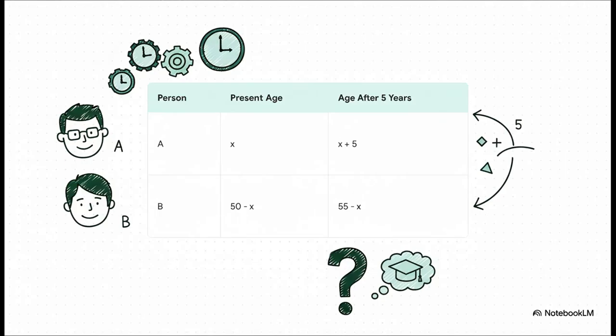All right, welcome back. Let's see how you did. If we set A's present age to x, then B's age has to be 50 minus x because they add up to 50. Now, in 5 years, A will be x plus 5, and B will be 50 minus x plus 5, which simplifies down to 55 minus x.